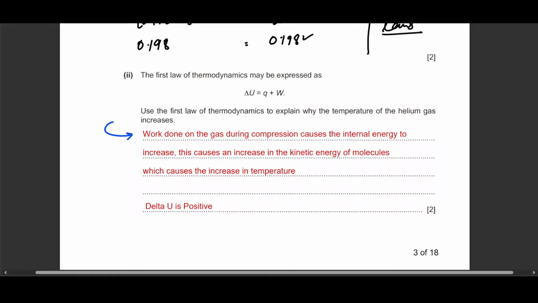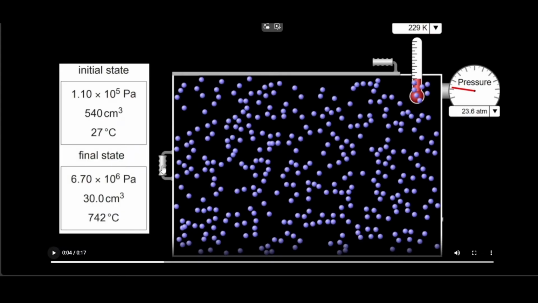And then you explain this to the examiner: that this causes an increase in kinetic energy of the molecules, which causes an increase in temperature. And you can simply write down that delta U is positive. The change is positive. Now let me show you an animation regarding this that will show you something similar.